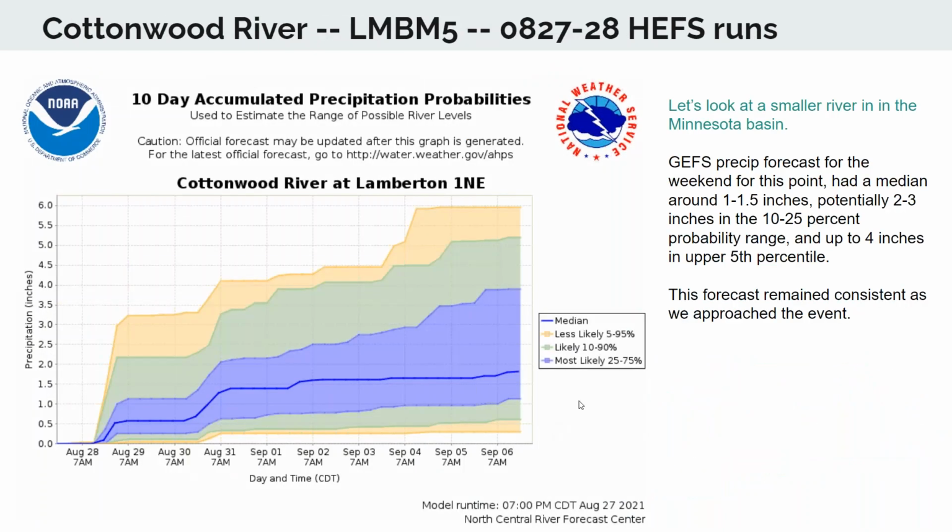So the first one we're going to take a look at is the Cottonwood River at Lamberton. This is kind of in the upper reaches of the Cottonwood River. They were looking at forecast precipitation, pretty widespread, 1 to 1.5 inches, looking very likely, with some outside probabilities of 2 to 3 inches. As we moved closer to the event, it stayed pretty consistent that our main precipitation for that area was looking at about 1 to 2 inches with some probabilities up to 4.